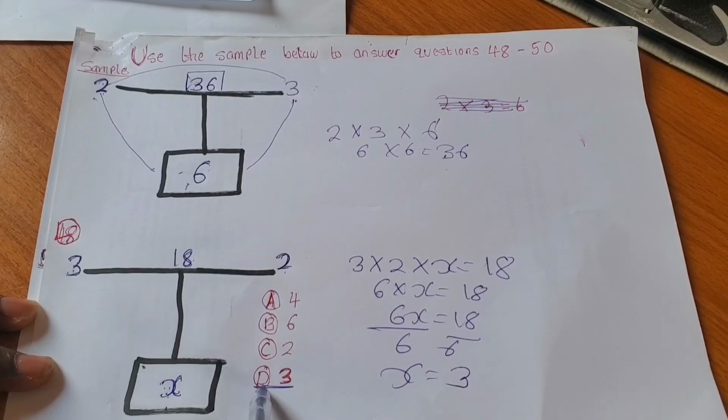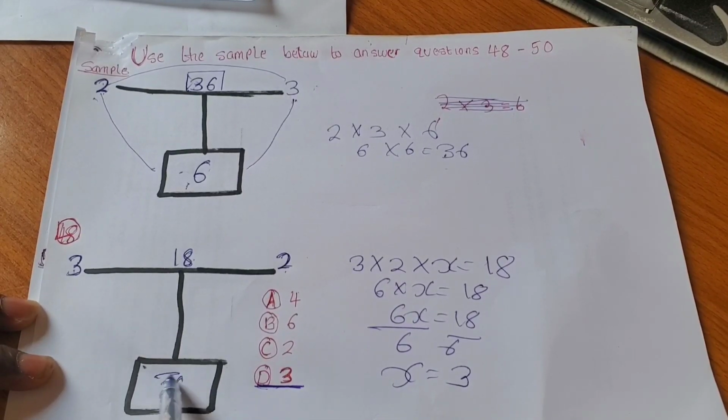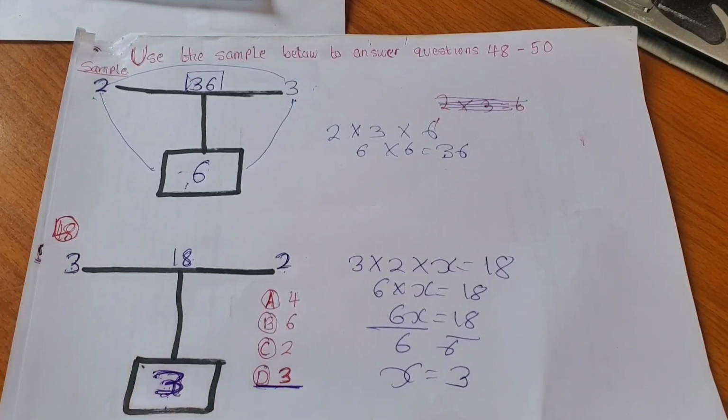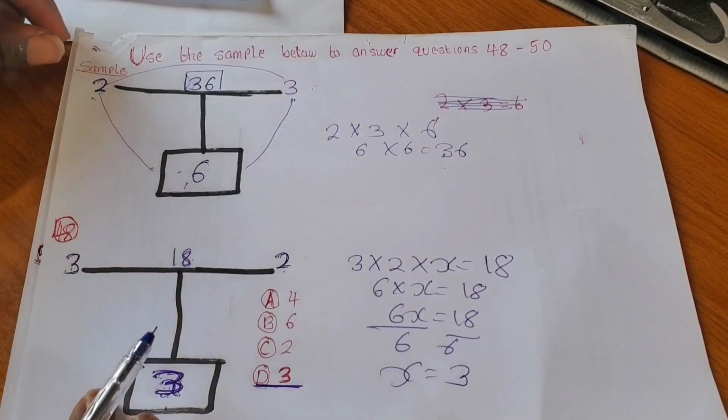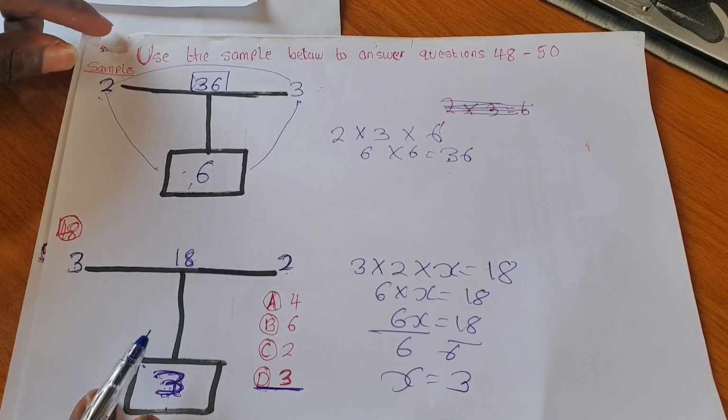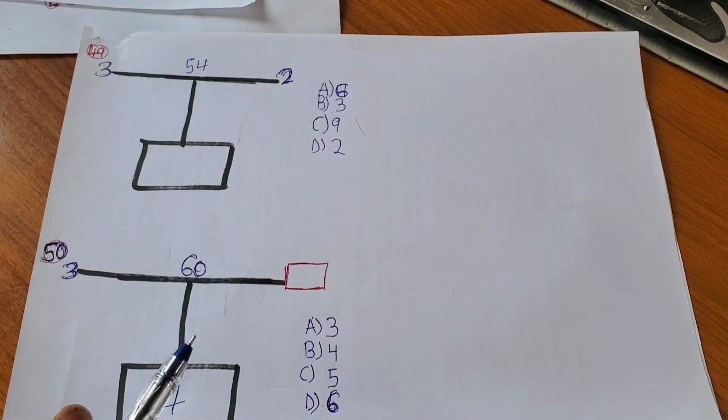So the answer is 3. Do you understand? The value that is going to be here is 3. Do you get it? So when it comes to quantitative reasoning, you must be able to reason. Do you understand? Okay, so that is for question 48. Let's proceed to question 49.